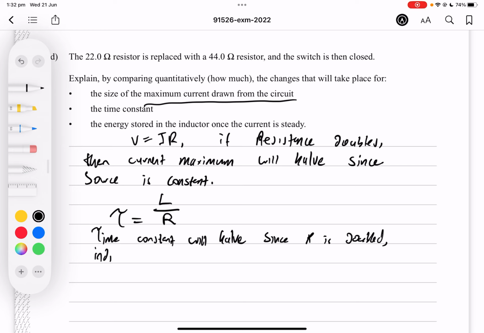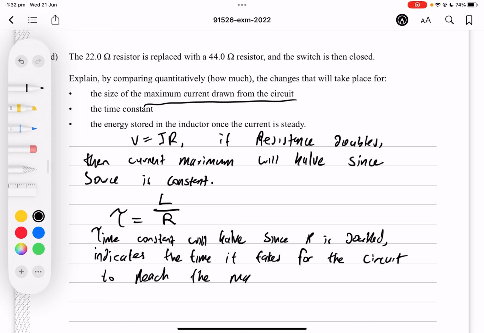This indicates that the time it takes to reach the maximum current will be reduced. So it indicates the time it takes for the circuit to reach the steady state, or the maximum steady state.